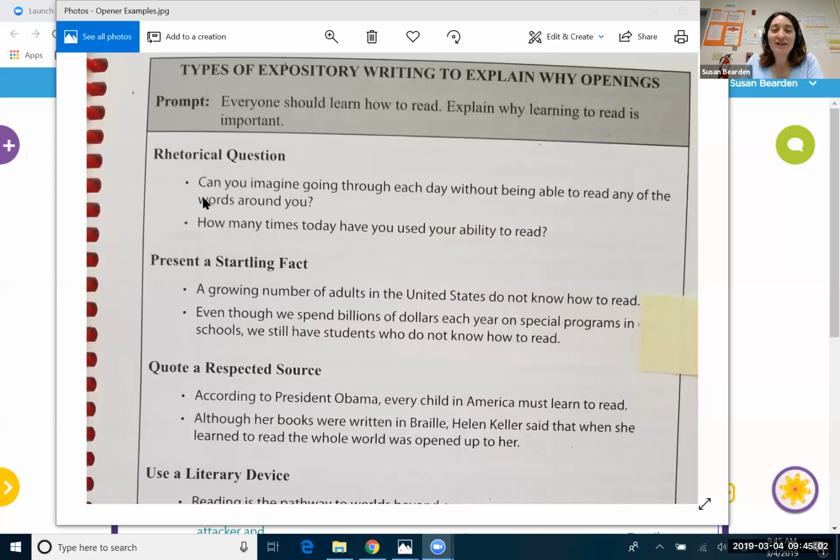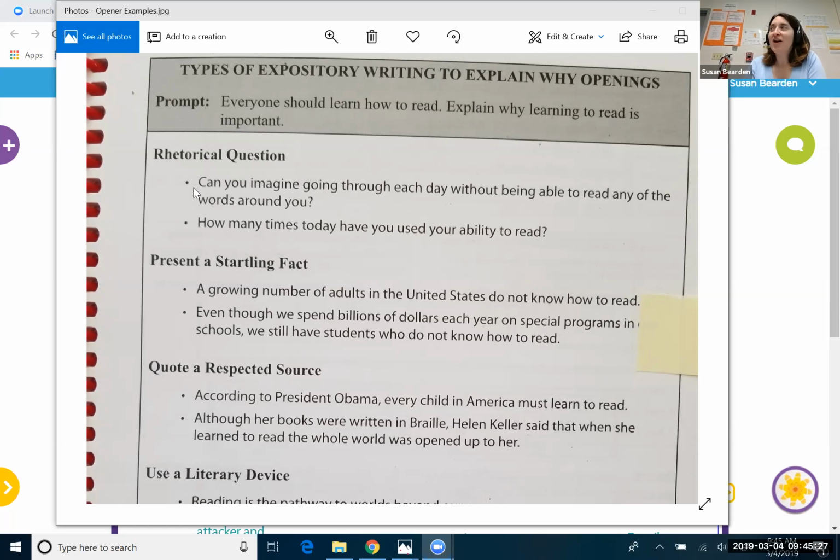So let's take a look. We've got a couple examples of a rhetorical question on here. Remember, our topic was learning to read and why it's important. So we're trying to get people to think about that topic. So let's take a look at this first rhetorical question example. It says, can you imagine going through each day without being able to read any of the words around you?